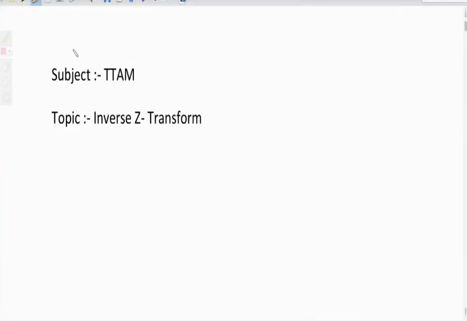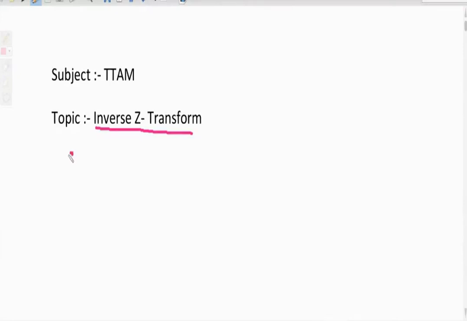Welcome all. So now the next point is inverse Z transform. We have already studied standard Z transforms. Now we have to study inverse Z transform. For that, the standard Z transform formulas must be very clear to you. Then only you can understand inverse Z transform. Okay, so let's start.